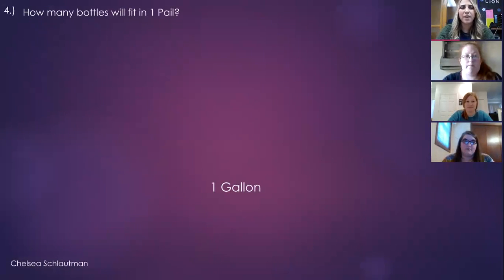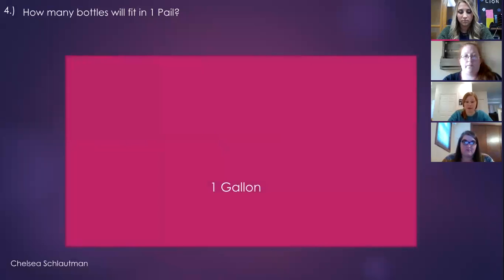Hey, Chelsea, how many bottles will fit in one pail? Okay, so first we're going to start off with the pail. So the square here is going to be a pail. Ignore where it says 1 gallon. That will come later. So our rectangle is going to be our pail.